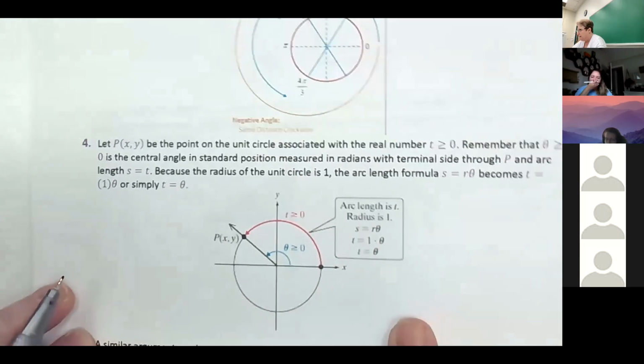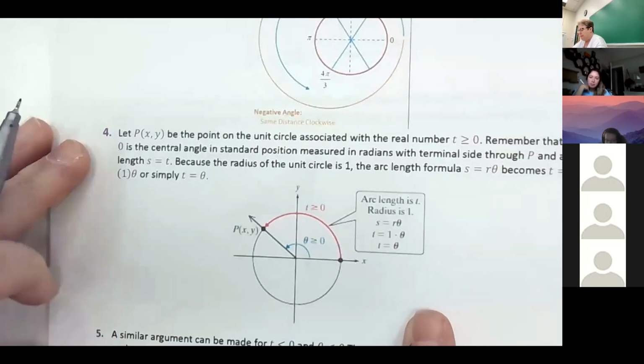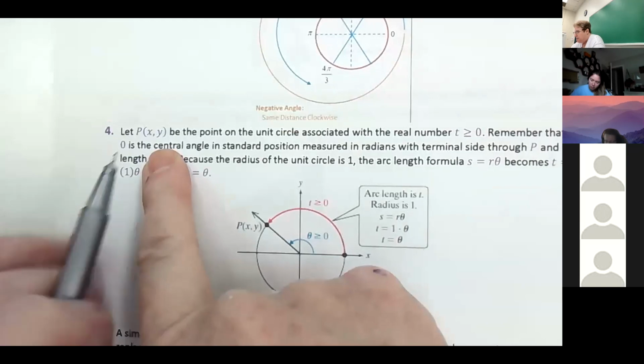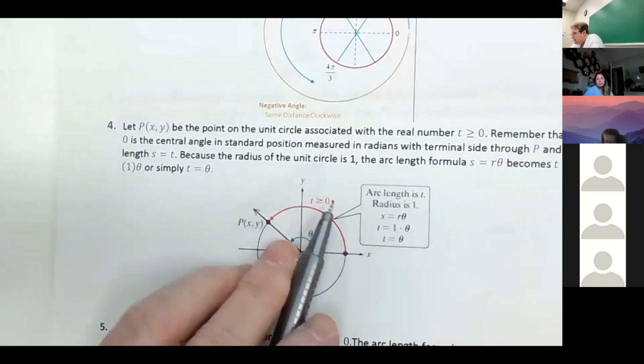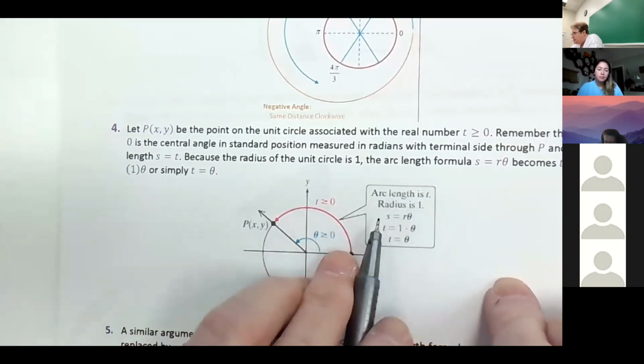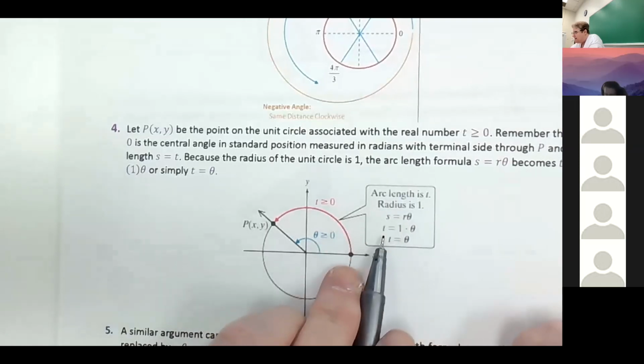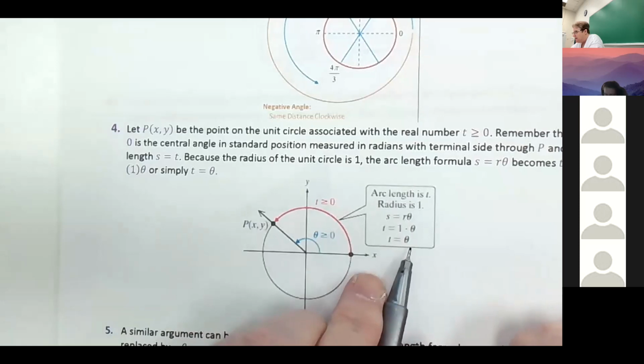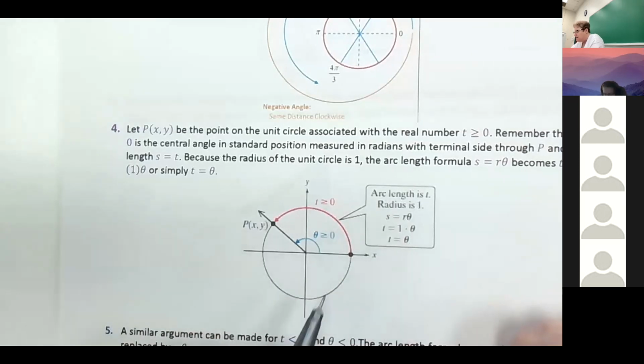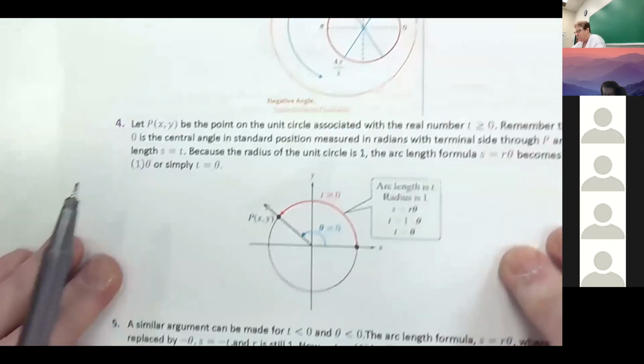And we did this already. Okay, so since this is a unit circle, the radius is 1, we're going to call the arc length t, and we do get that t and theta are the same as long as theta is measured in radians.